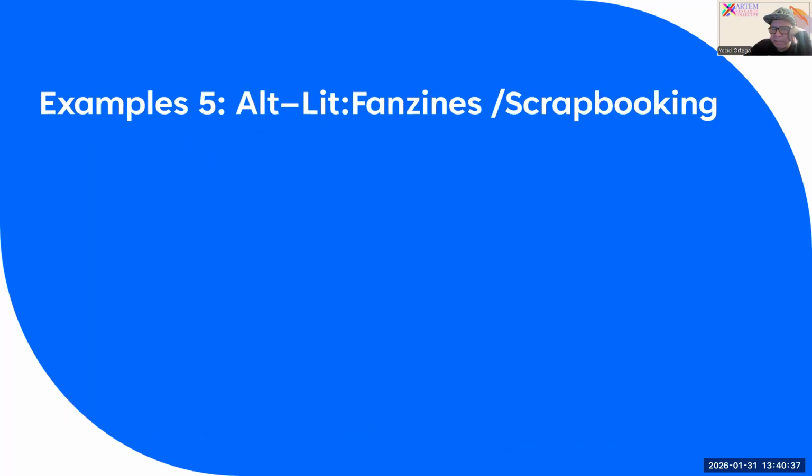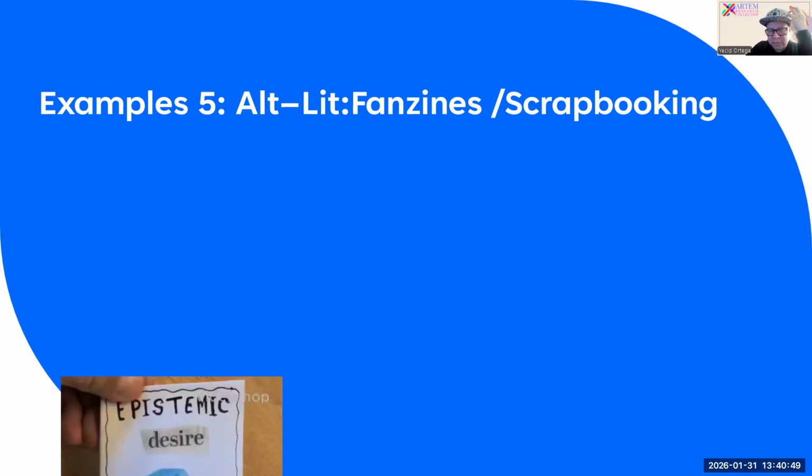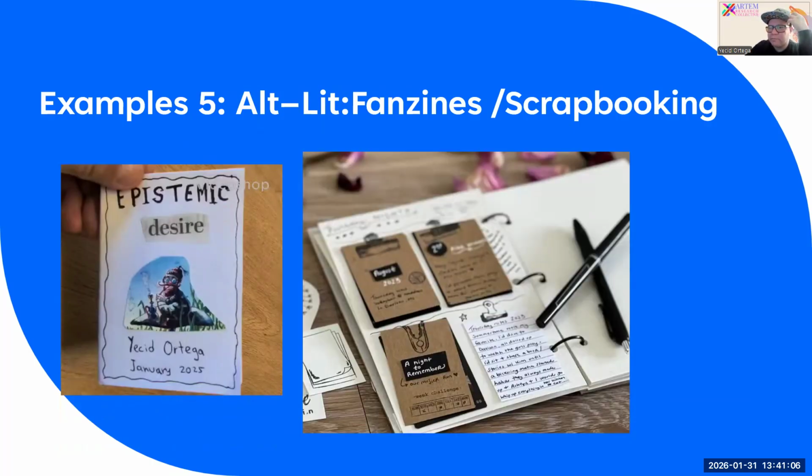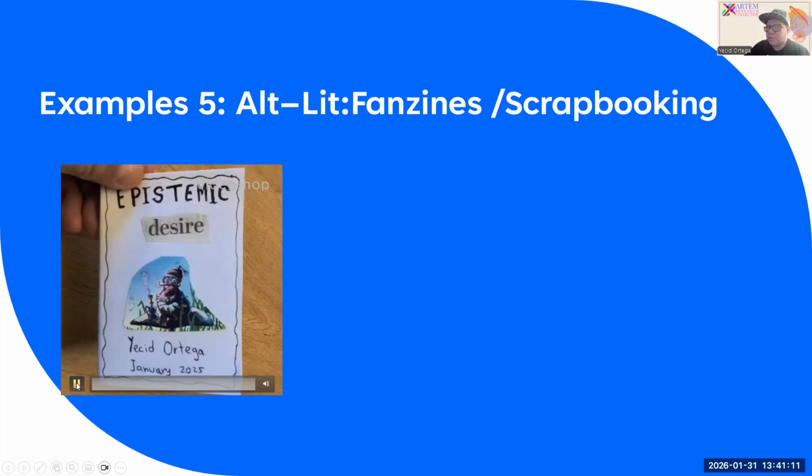And the last but not least, you can also talk about alt lit or alternative literature. You can turn your topics, your content, your data, your themes, your excerpts or ideas into literature. This is a micro fanzine that I used to play around with the concept of epistemic desire. I said, I want to do a fanzine and copy it and give it to friends, a year ago exactly.